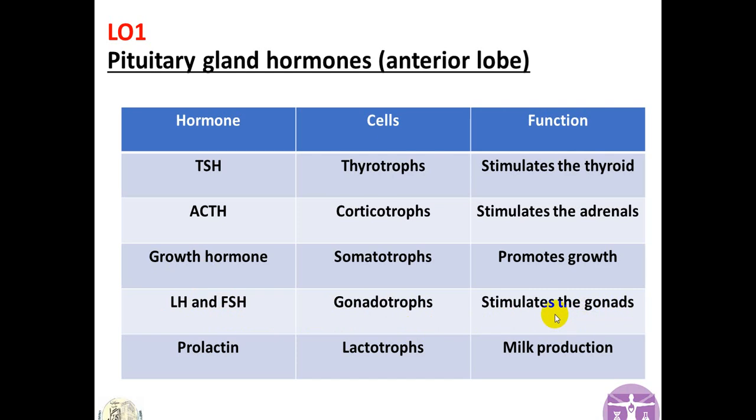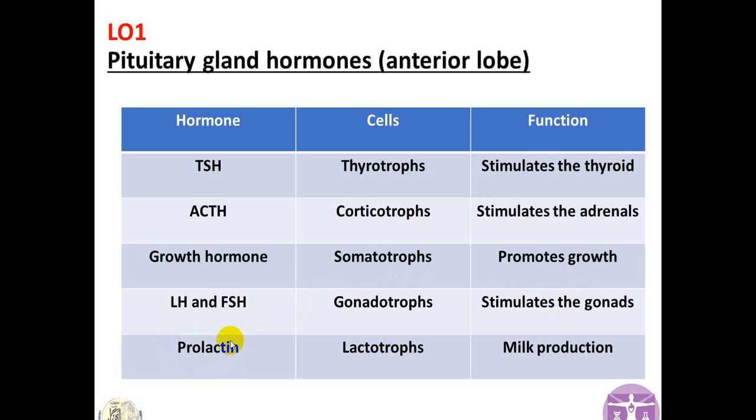So in females, FSH and LH will stimulate the secretion of estrogen and progesterone, and hence it will regulate the process of ovulation. While in males, LH and FSH will stimulate the secretion of testosterone from the testes, as well as they will stimulate the process of spermatogenesis. So in fact, FSH stimulates the secretion of testosterone, and LH will stimulate the process of spermatogenesis.